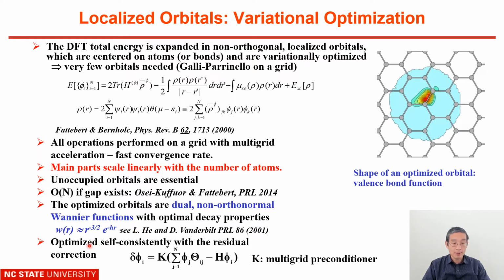In the RMG package, the localized operators are optimized self-consistently with the residual correction in this formula. In the bracket is the residual we calculated, and K is a preconditioner. We use a multigrid preconditioner to accelerate the convergence.